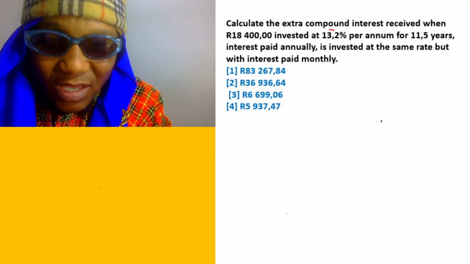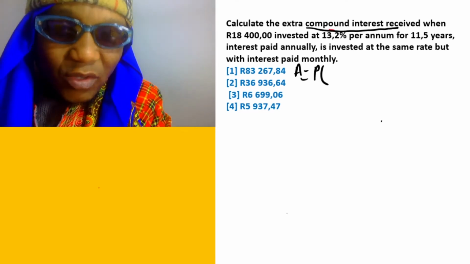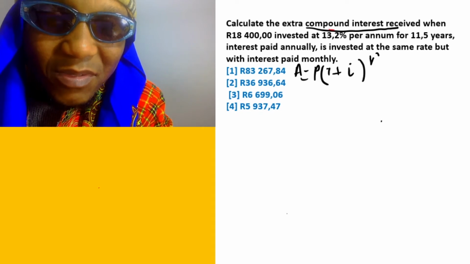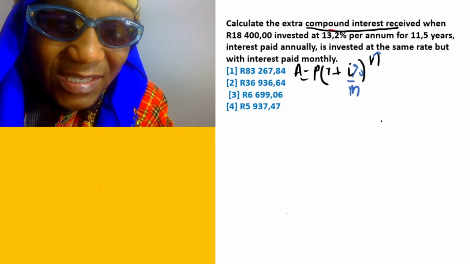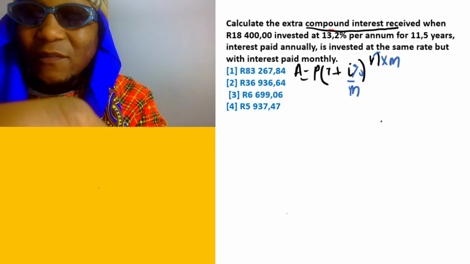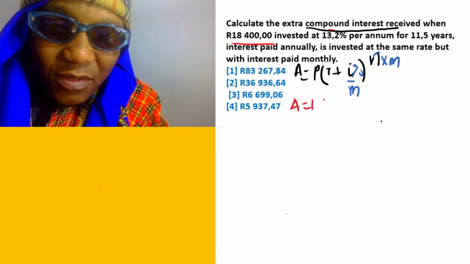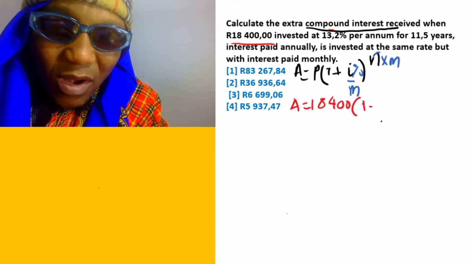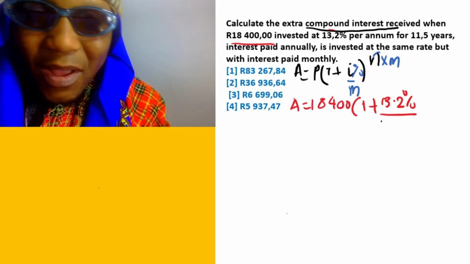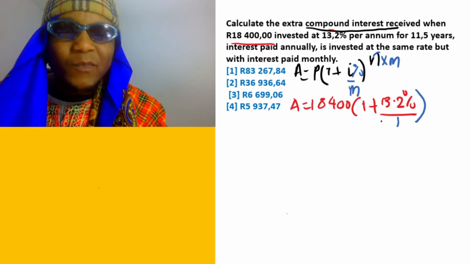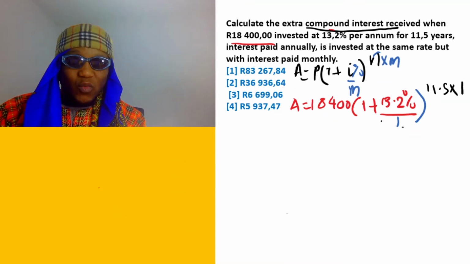Let's start first with when it was annually invested. The formula is amount equals principal. Remember, this is compound interest. The formula for compound is P times one plus interest, to the power of how many years. But do not forget, whenever there's an interest rate, you must divide it by how it was compounded, and you must multiply the years by how it was compounded. For the first case, it was compounded annually. So amount equals principal, the amount you start with, which is 184. Then 1 plus the interest rate, 13.2%, divided by how it was compounded, annual, meaning 1. Then we multiply by the number of years, 11.5, times 1 because it's compounded annually.